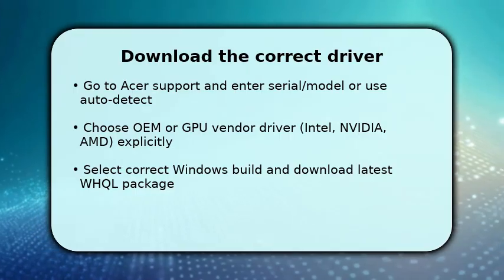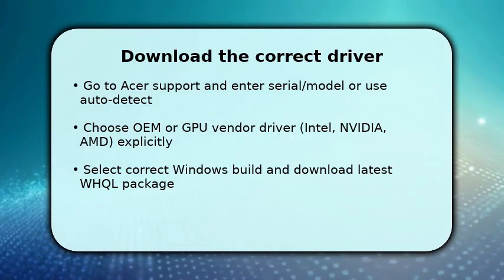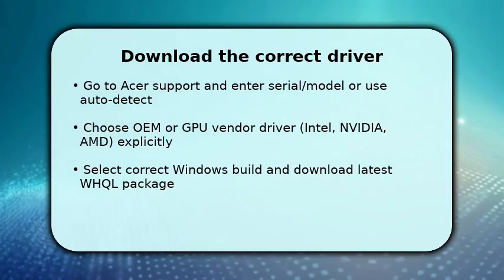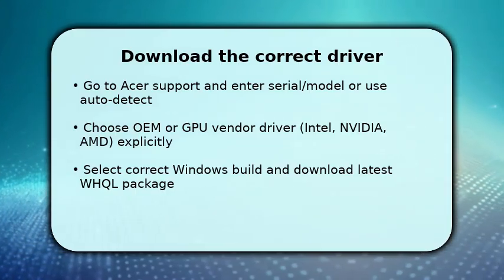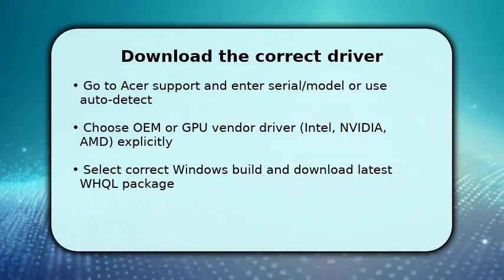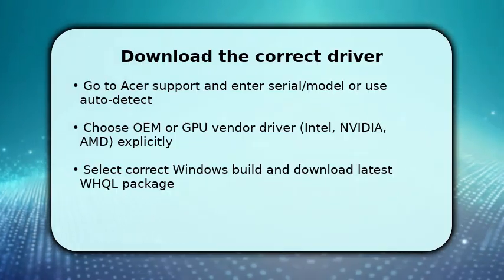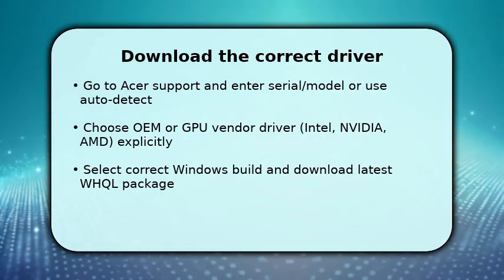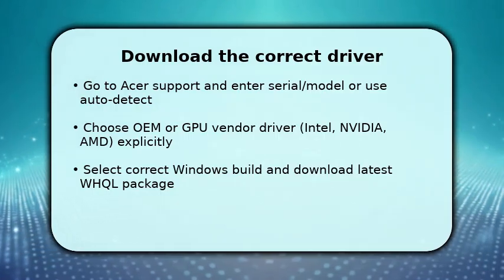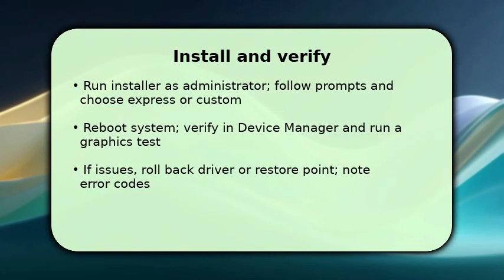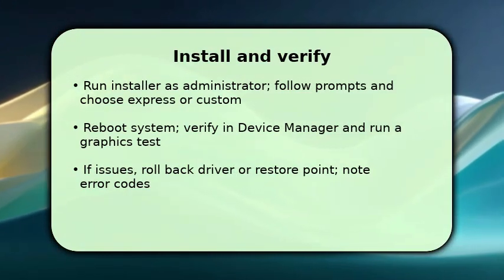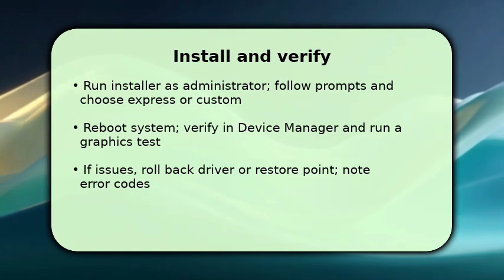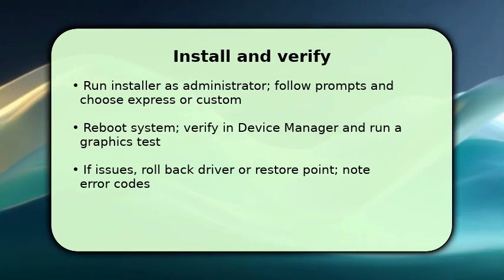Once you download the WHQL-signed package, close background apps, and temporarily disable non-essential antivirus to prevent installer conflicts. If the vendor offers a dedicated installer utility, use it, otherwise prepare to run the downloaded executable. You're at the finish line. Run the installer as administrator and follow prompts, choosing Express for most users or Custom to control components.